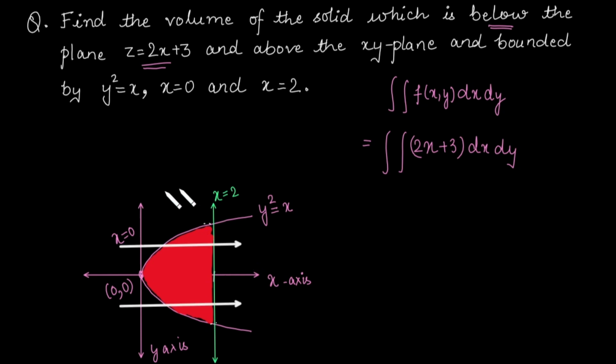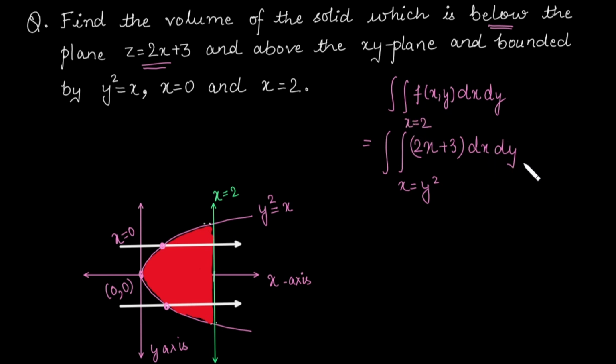When you want to take the limit first with respect to x, we need to take a line parallel to the x-axis. So here I have taken two imaginary lines parallel to the x-axis passing through this region. In this case, this imaginary line enters the region at this point, and in the second case, this line enters the region at this point. Now these points lie on the curve y square is equal to x. It means the entering curve is y square is equal to x, and the value of x is equal to y square. It means it is the lower limit. Now these imaginary lines exit the region from this line, and this line is x is equal to 2.